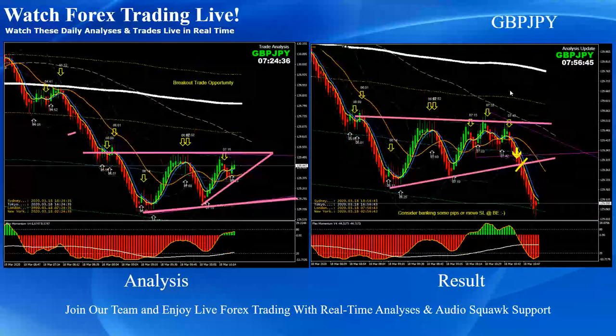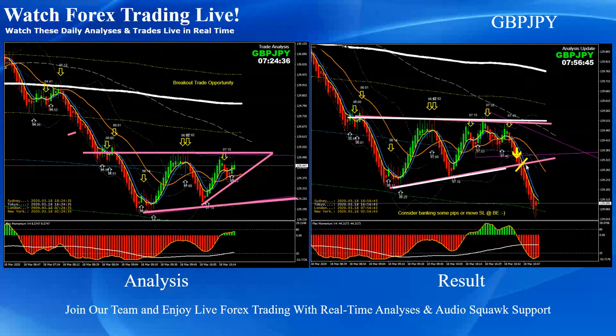Beautiful analysis. And Pound Yen, pretty straightforward. As you can see, it's explained to my traders: look for the breakout, pretty straightforward breakout short trade.